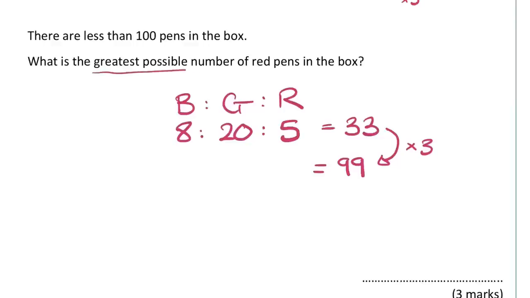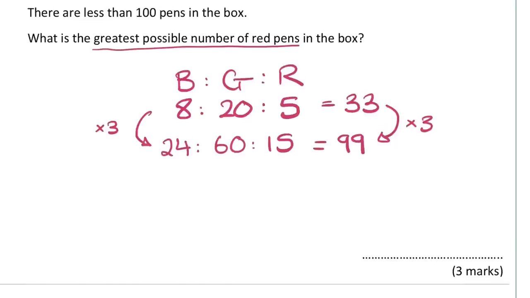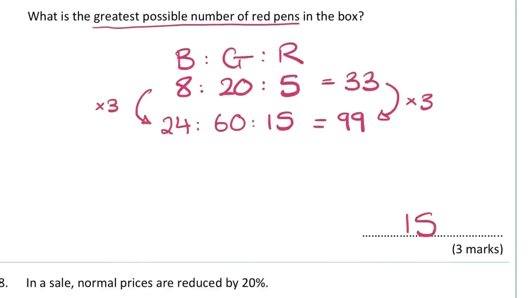What's the greatest number of red pens in the box? Okay, well, the greatest number we could have of pens in the box is 99, but this wants to know the red pens. It doesn't really matter which one it wants to know. I could just times them all by 3. So I'd get 8, 16, 24. 20 times 3 is 60. 5 times 3 is 15. So there are 24 blue pens, 60 green pens, and 15 red pens. If there are less than 100, the most amount of red pens I could have in this particular ratio would be 15. And there we go, that's the greatest possible number of red pens.